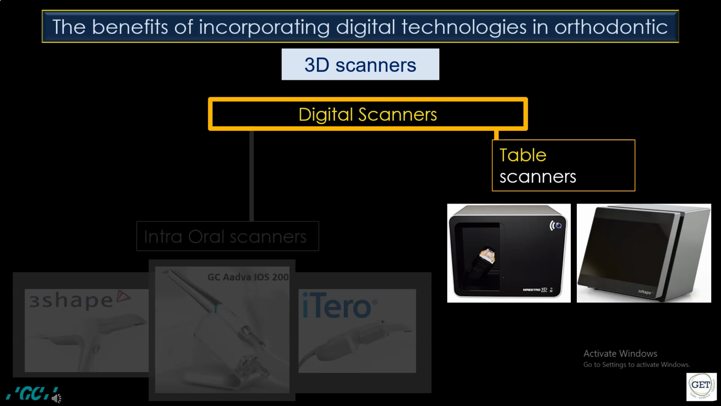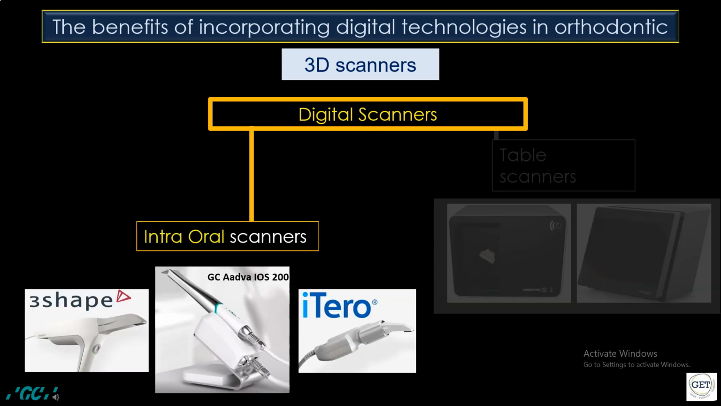The scanning of an impression was not so forthcoming due to the undercuts which were not seen by the scanners. The intraoral scanners were developed later in order to replace the impression taking.